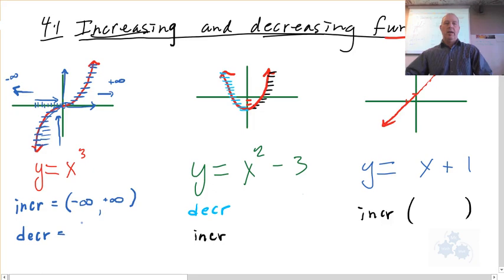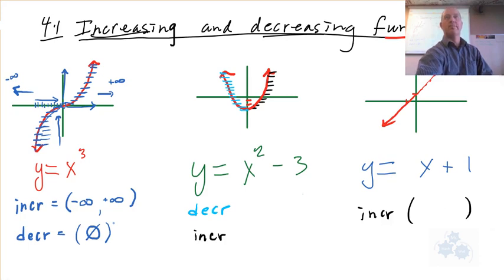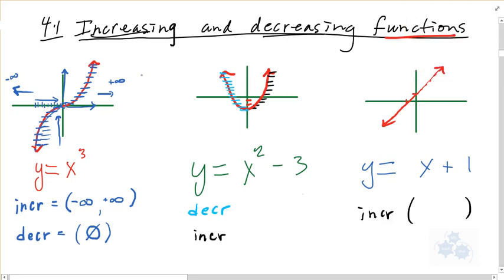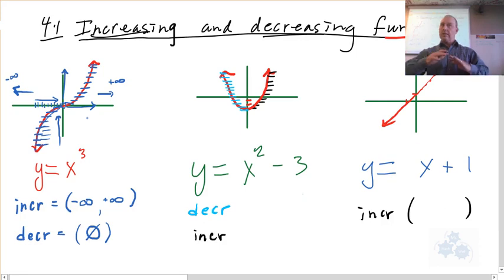Nowhere. And how would we say nowhere? One of the ways you could say this is you could put a little empty set there, okay? Empty set. There is no interval on the domain where it's decreasing. So over the entire domain, it's increasing.